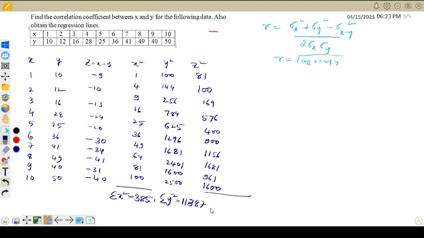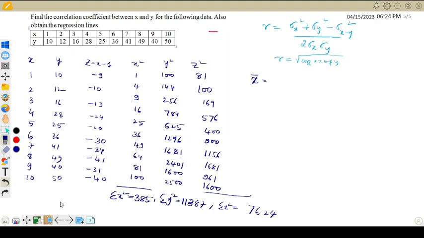Similarly, summation of z square is equal to 7624. Getting this value, so let me calculate the mean. First, mean of x bar is equal to summation of x divided by number of terms.